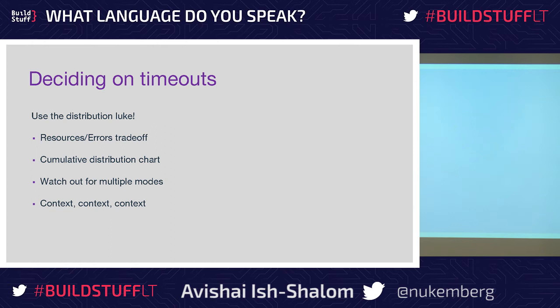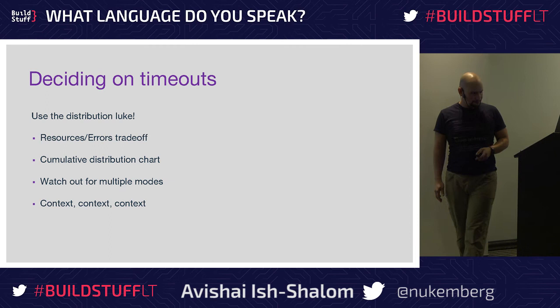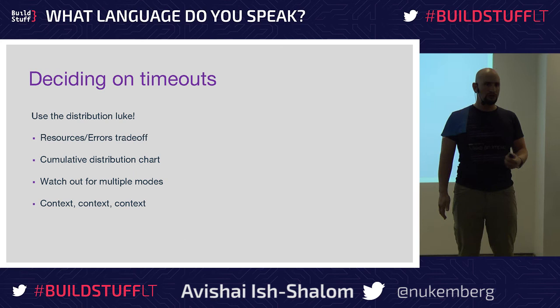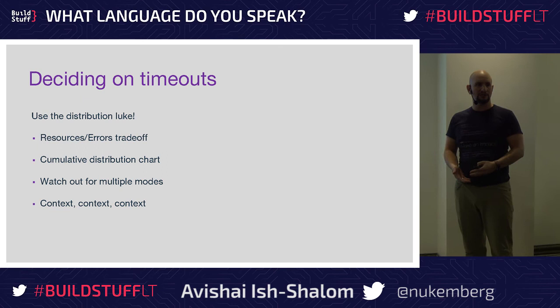I like to use a cumulative distribution chart, but feel free to use whatever you want. But also remember that every transaction has context. Usually there's some business context. For example, for certain operations, let's say audit log, you cannot time out.